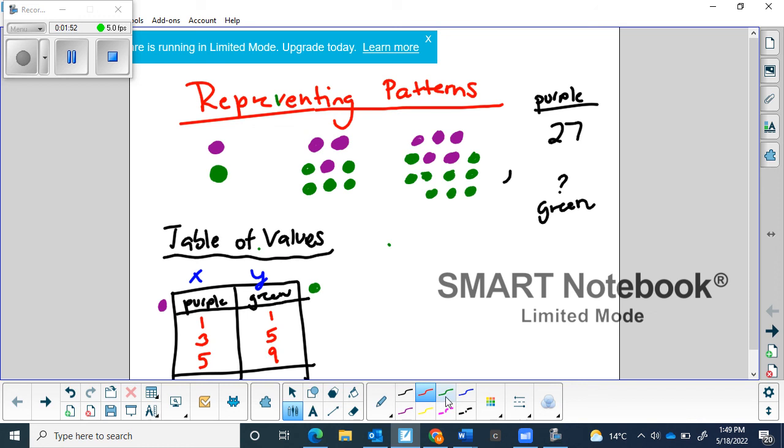So there's obviously a pattern, right? But the pattern that we're looking for is actually the relationship between the two. How did I get from purple to green? How did I get from 3 to 5? How did I get from 5 to 9? And it has to be the same pattern.